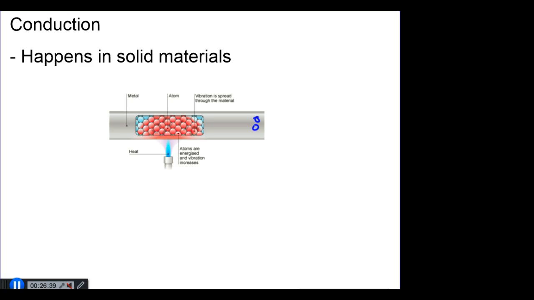As the ones right above the heat are moving faster, they bump into the other ones. So you have one particle that starts moving fast, and it bumps into the next particle, which starts moving fast, which bumps into the next particle, which starts moving faster. And that motion is transferred all the way down.